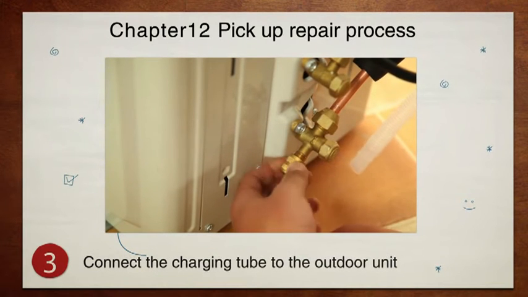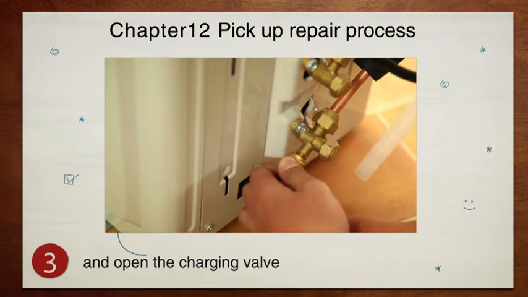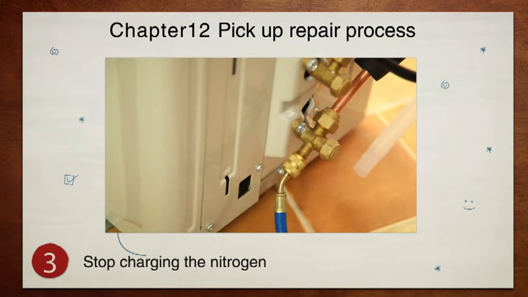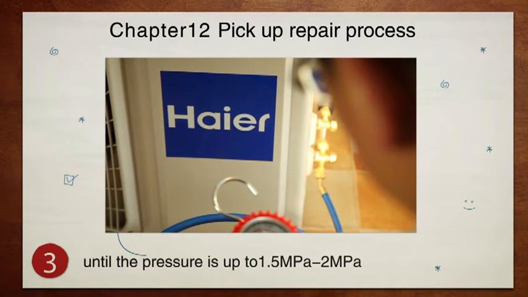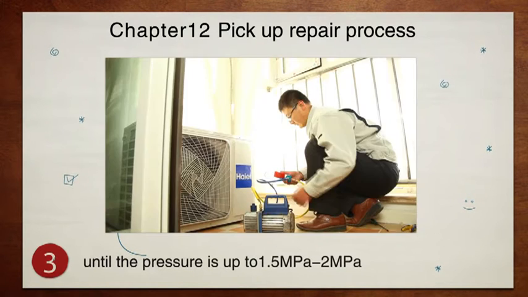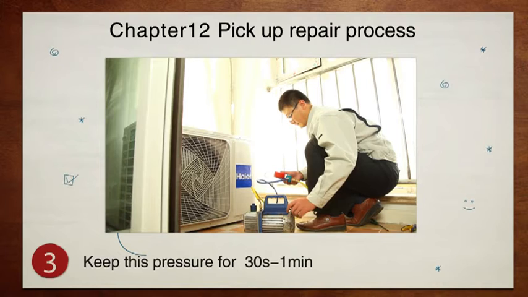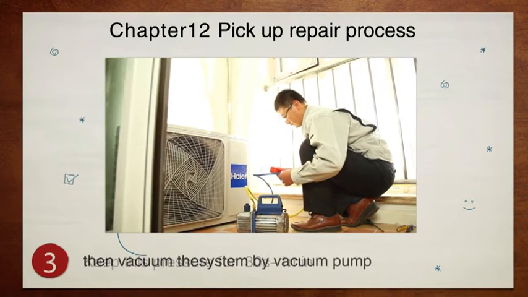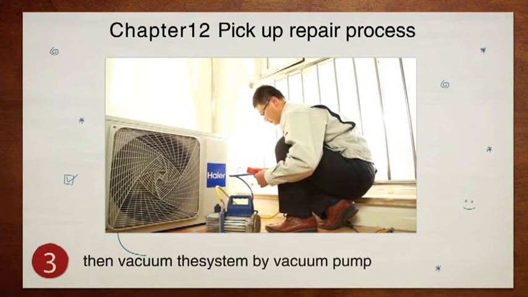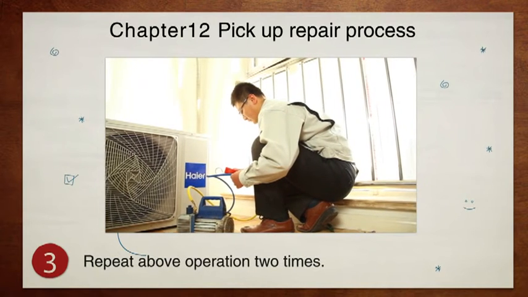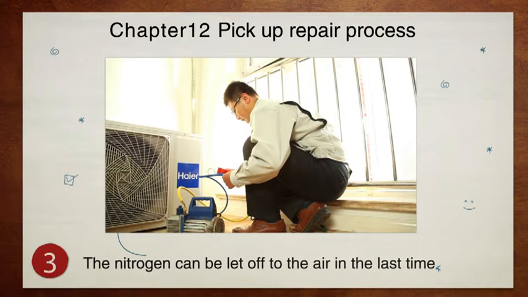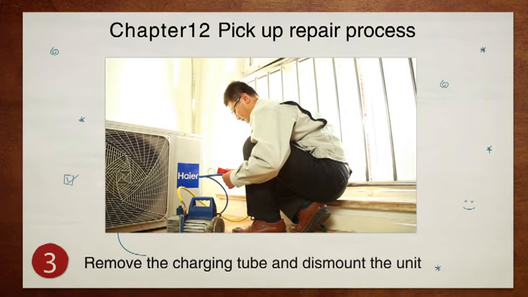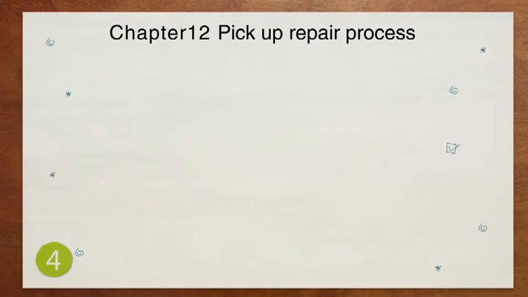Connect the charging tube to the outdoor unit and open the charging valve. Stop charging the nitrogen until the pressure is up to 1.5 MPa to 2 MPa. Keep this pressure for 30 seconds to 1 minute. Then vacuum the system by vacuum pump. Repeat above operation 2 times. The nitrogen can be let off to the air in the last time. Remove the charging tube and dismount the unit.